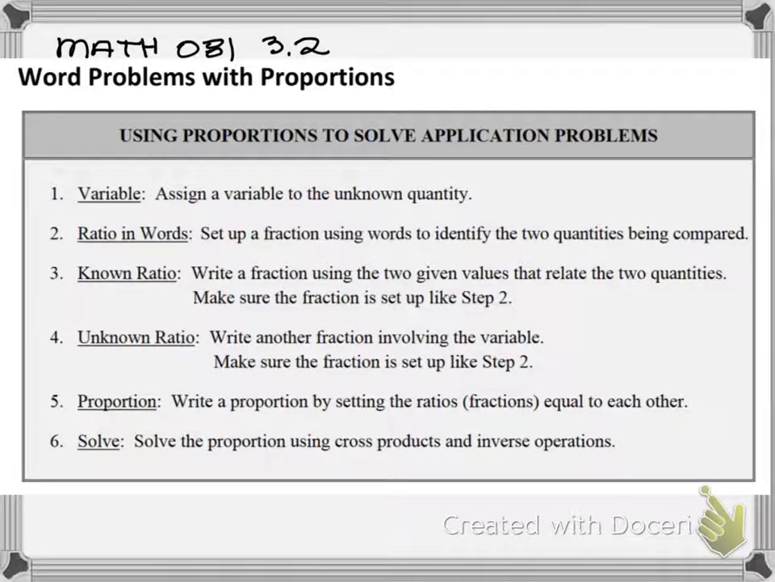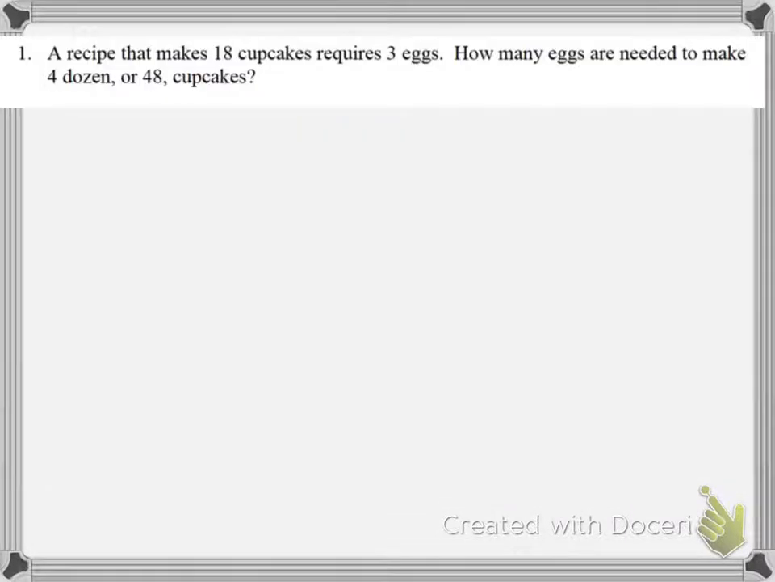So this screenshot that I have here is just literally a list of steps that the textbook suggests that we use. They suggest that we first assign a variable to the unknown quantity and then set up fractions or ratios. They say that we're going to have one known ratio and one unknown ratio. And we use a proportion to set those equal to each other, and then we will solve. So let's get started with a concrete example.